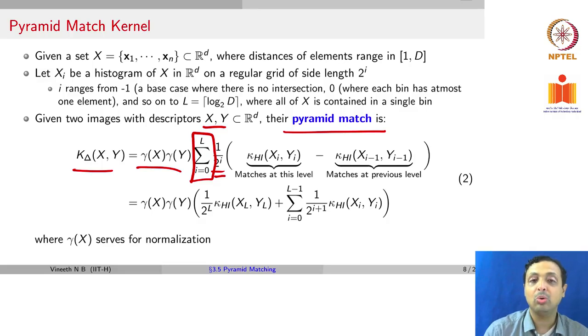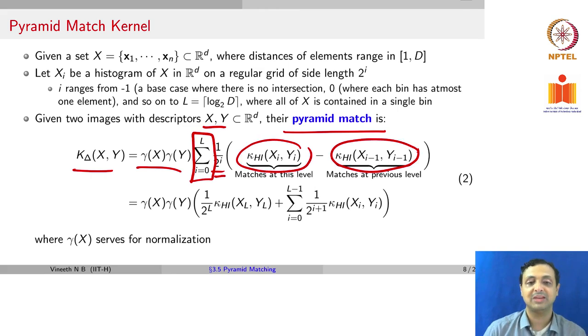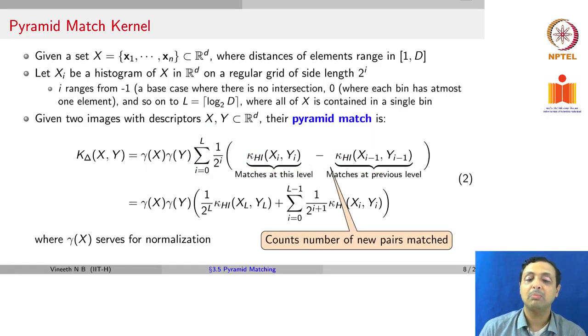And at each level, you're going to count the number of new matches. The first term counts the number of matches at this level. The second term counts the matches at the previous level, and you're going to keep building that. So at each point, this is going to refer to the number of new pairs matched. So this summation of differences can also be written, if you expand this, as a telescopic sum, because when I is equal to 0, you would have 1 by 2 power 0 into kappa of x0 y0 minus kappa of x minus 1 y minus 1, which you ignore.